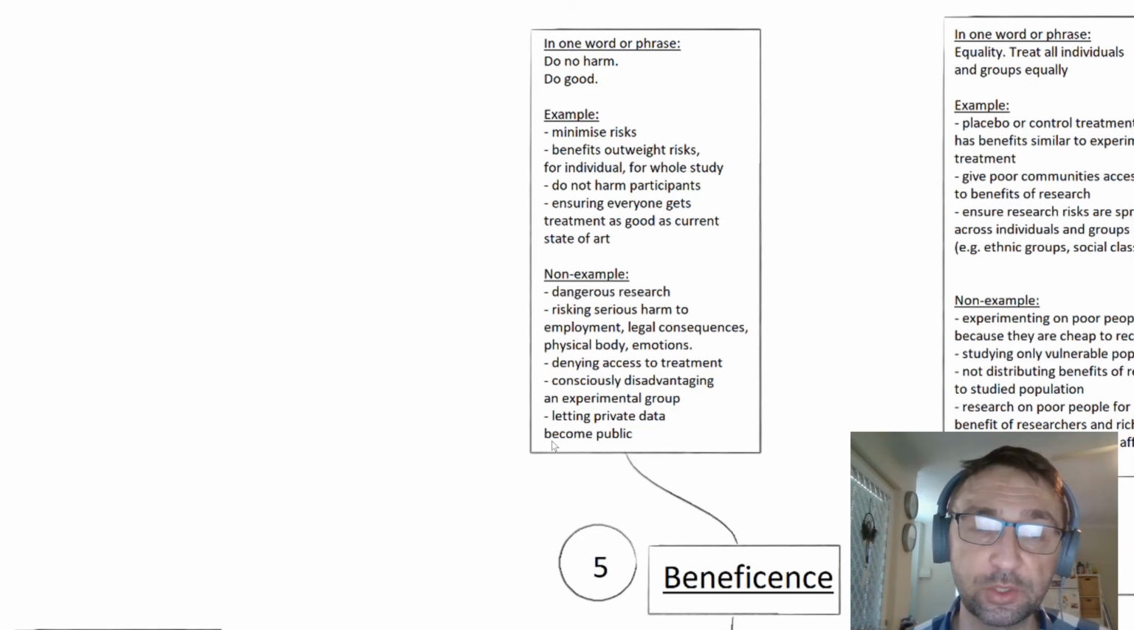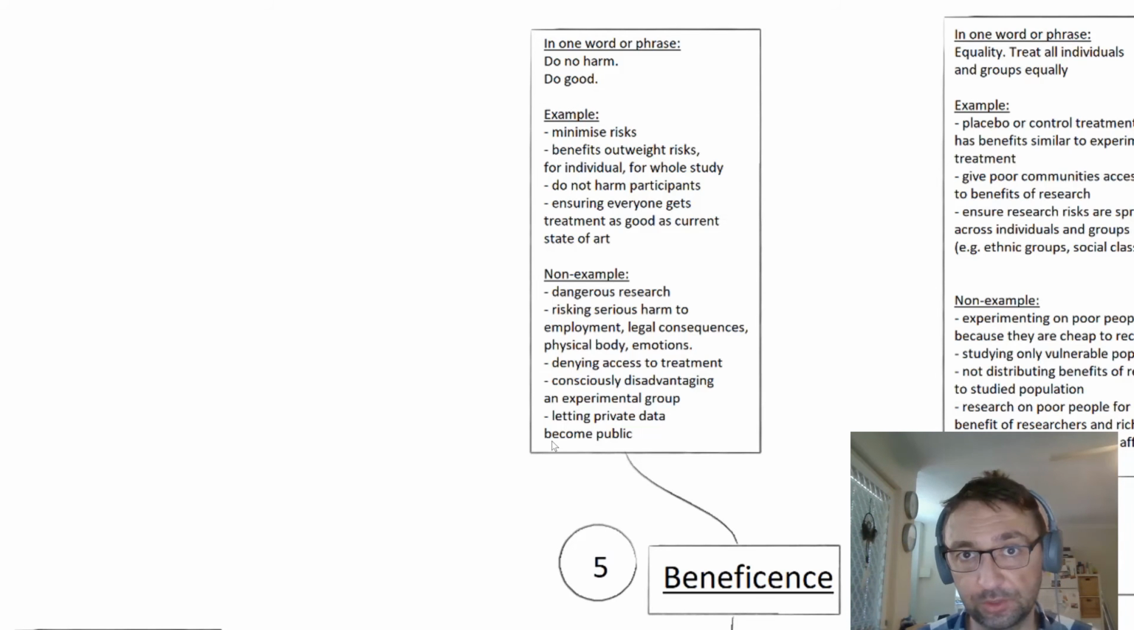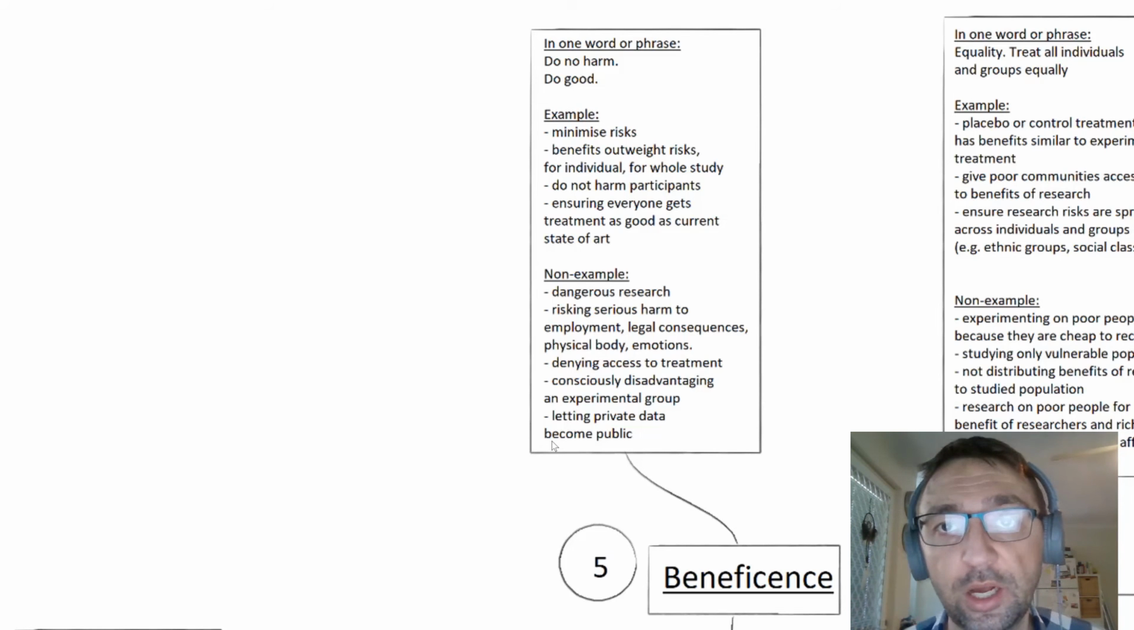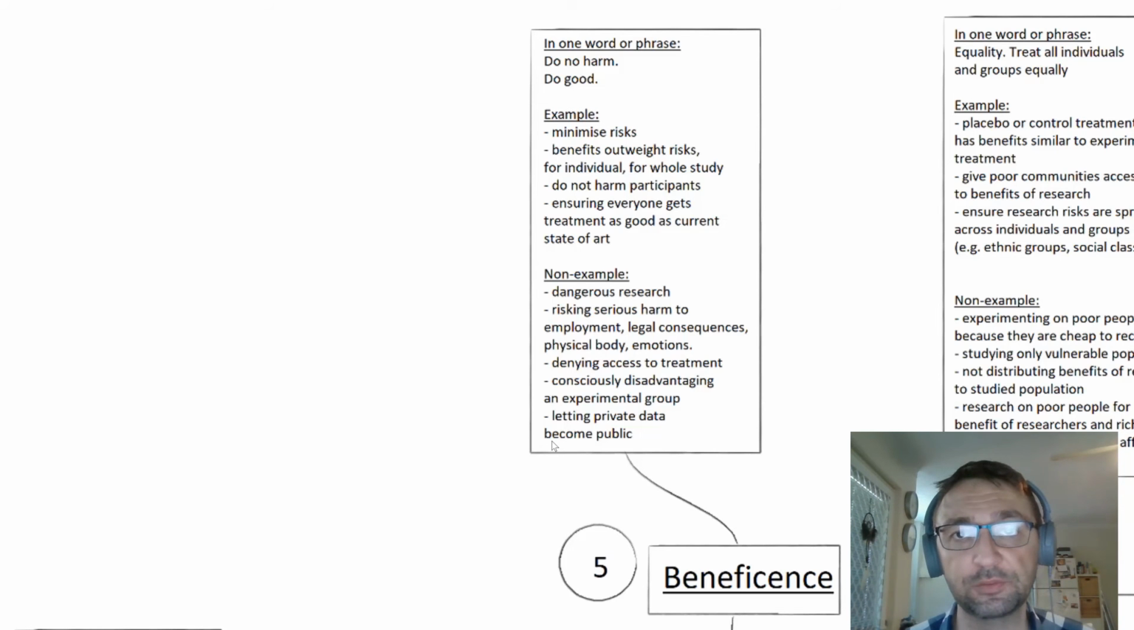And this is a concept that goes all the way back to the ancient Greeks, 2,000 years ago, the Hippocratic Oath for doctors, which is to do no harm. Well, researchers basically have to make the same commitment. So the way we do this is by doing things like minimizing risks, making sure the benefits of a study outweigh the risks, both for the individual and also for the whole study or society as a whole. We commit to not harming participants, and we also ensure that everyone gets treatment as good as the current state of the art.